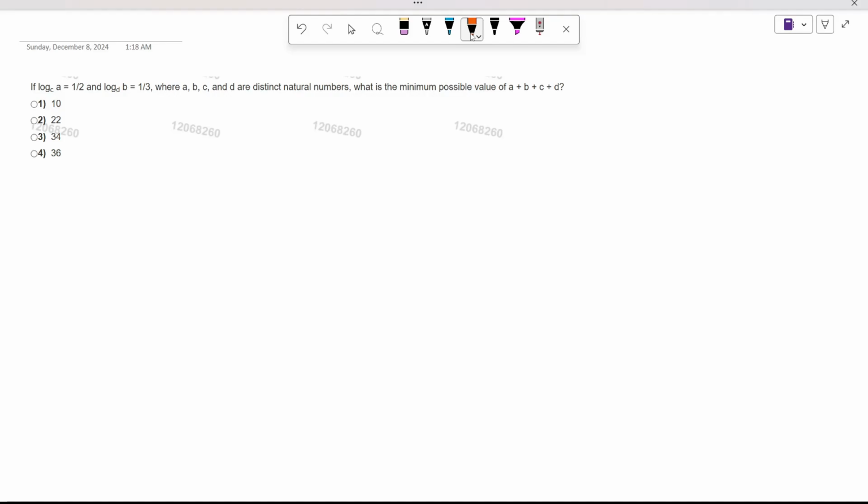It's given that log base c of a is equal to 1 by 2 and log base d of b is equal to 1 by 3, where a, b, c, d are distinct natural numbers. What is the minimum possible value of a plus b plus c plus d? So first of all, it's given that log base c argument a is nothing but 1 by 2, and similarly log base d of b is nothing but 1 by 3. And a, b, c, d are natural numbers.